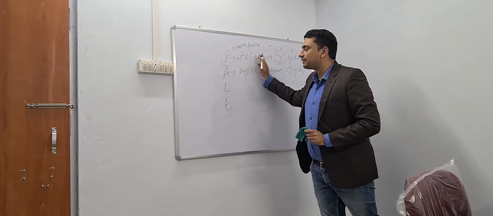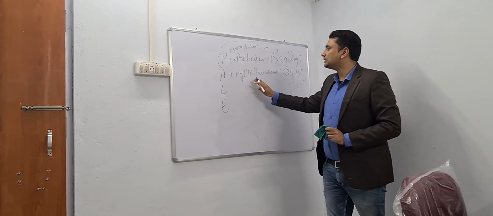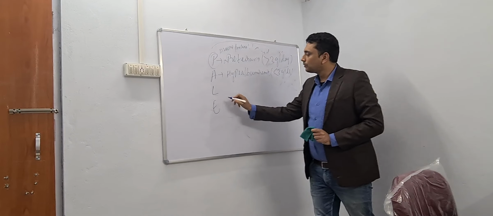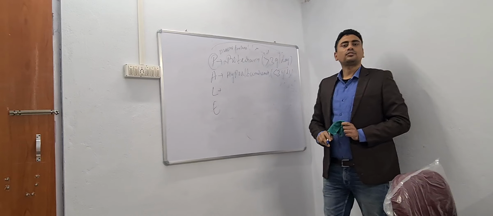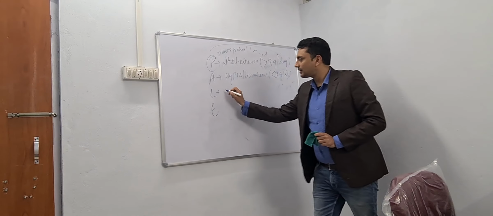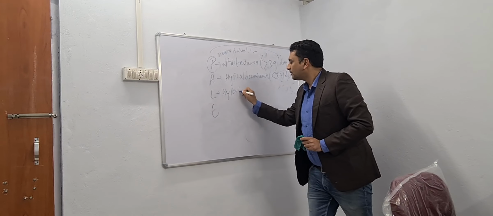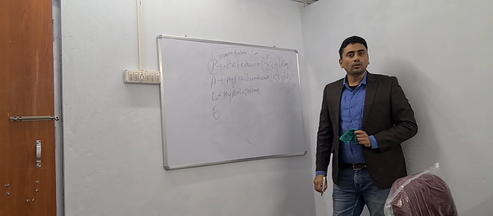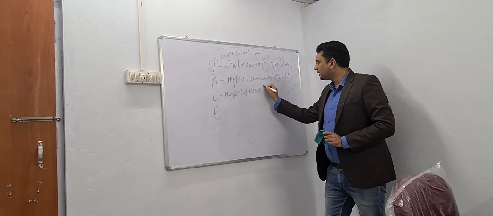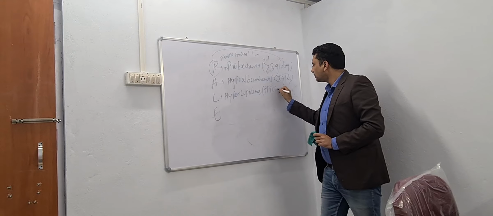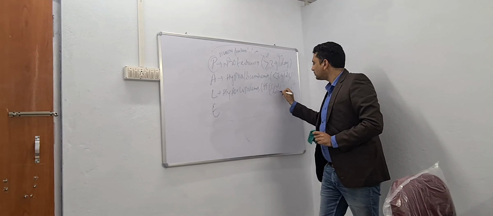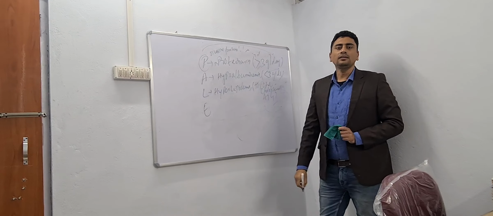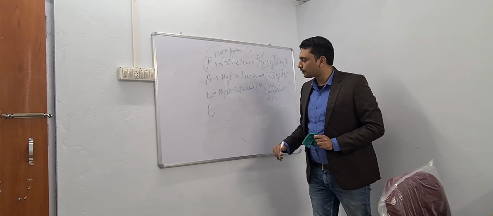Now, the P stands for massive proteinuria, A stands for albumin, that is hypoalbuminemia. Now coming to L, L stands for hyperlipidemia, that is increased level of serum cholesterol and TG. So there will be increased total cholesterol and TG, triglyceride, in the serum of a nephrotic syndrome patient.